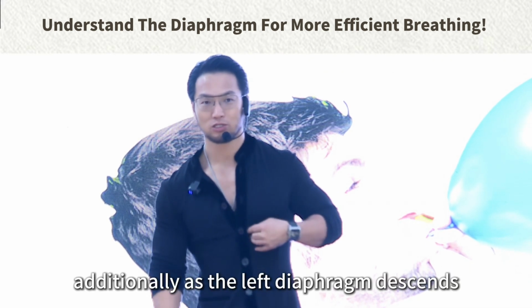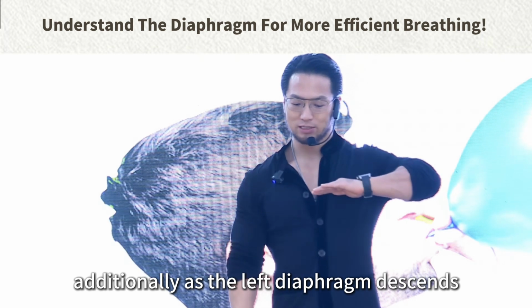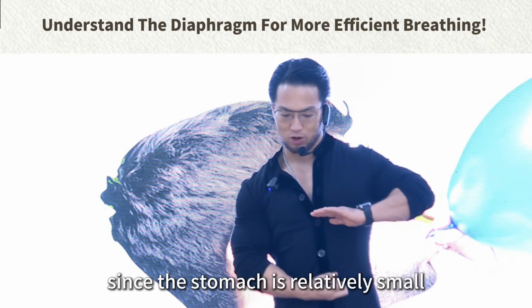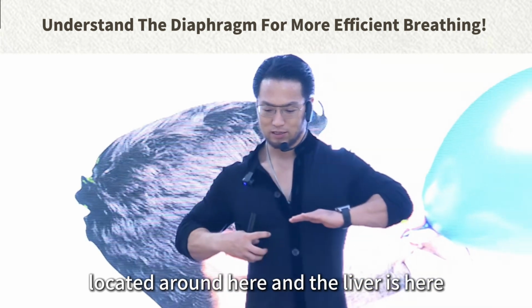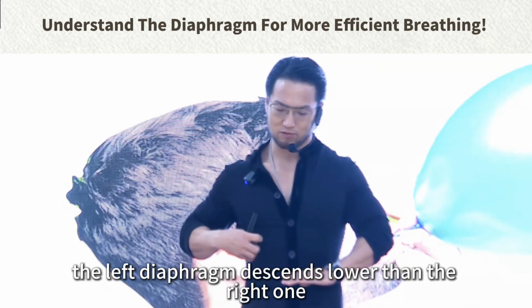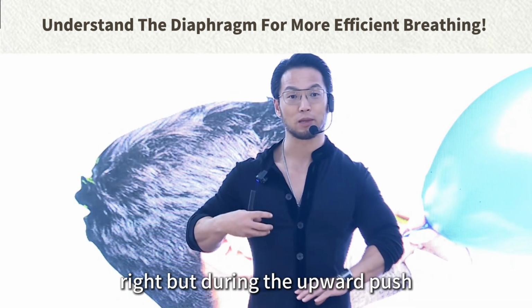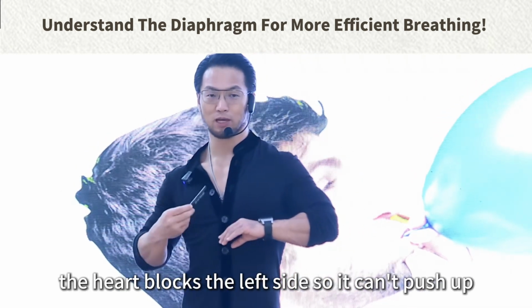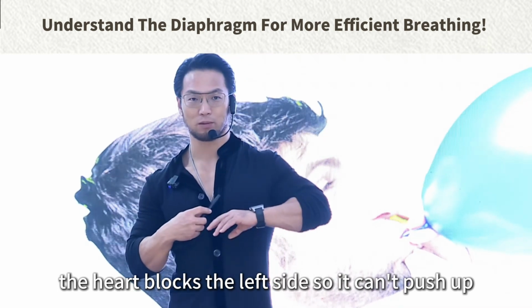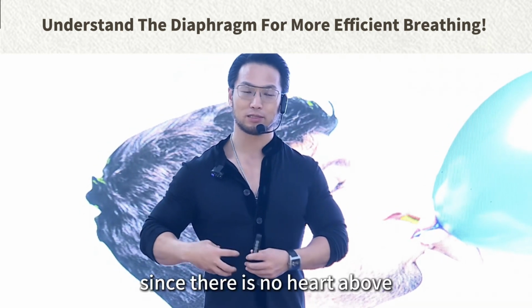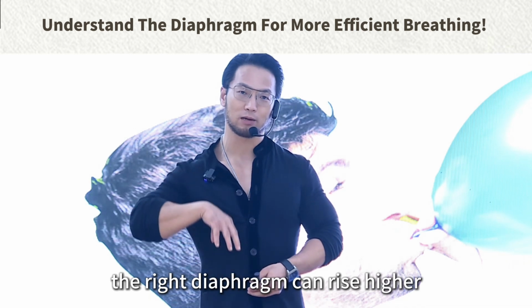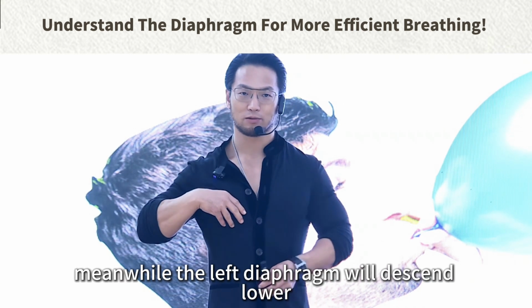Additionally, as the left diaphragm descends, since the stomach is relatively small, located around here, and the liver is here, the left diaphragm descends lower than the right one, right? But during the upward push, the heart blocks the left side, so it can't push up. What about the right diaphragm? Since there is no heart above, the right diaphragm can rise higher. Meanwhile, the left diaphragm will descend lower.